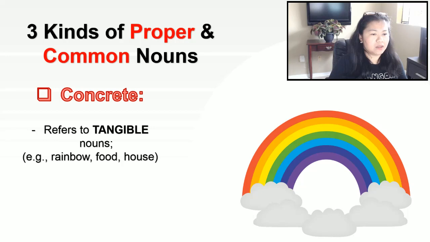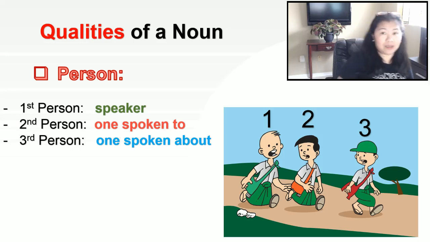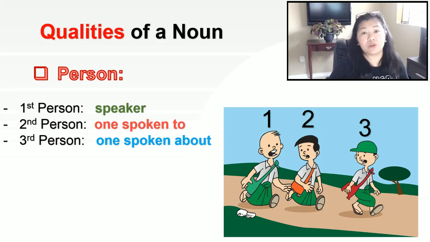And we know that nouns are a very interesting topic because not only do they have different kinds, but they also have different qualities, and they include person, number, gender, and case. So I'll go over the first one, which is the person as a quality of a noun. You can see in the image in front of you, there are three components of a person. First person is the speaker. The second person is the one spoken to. And the third is the one spoken about.